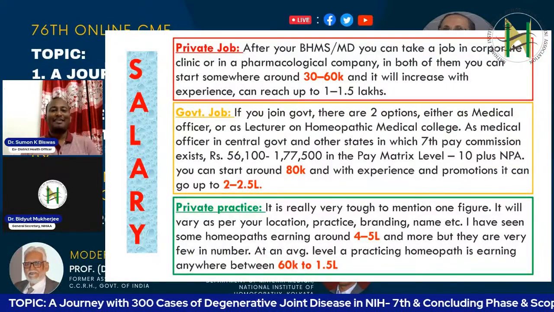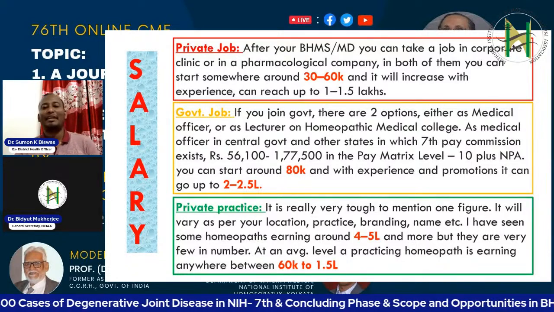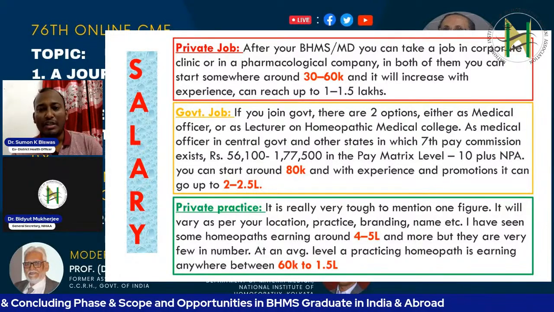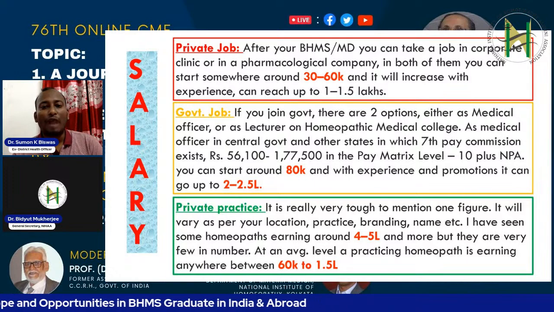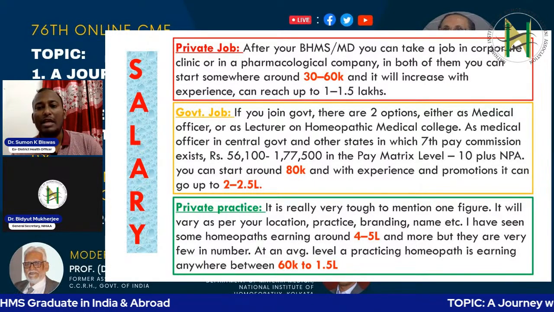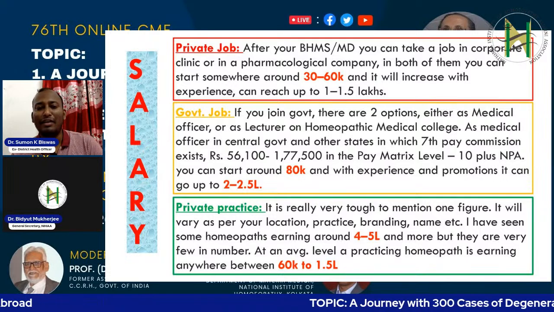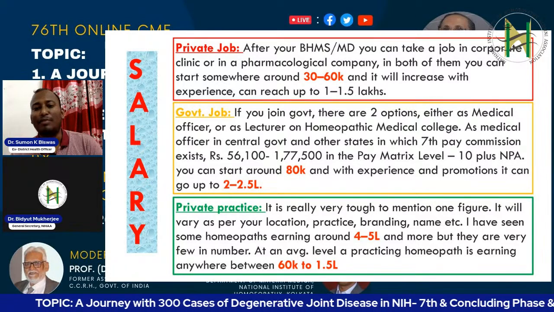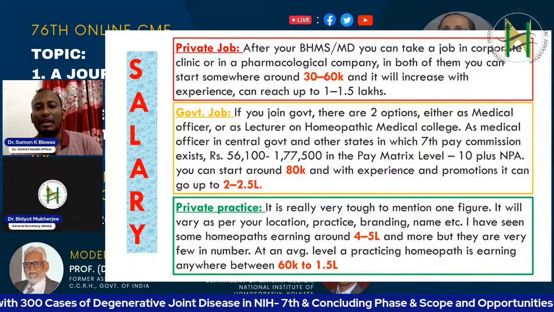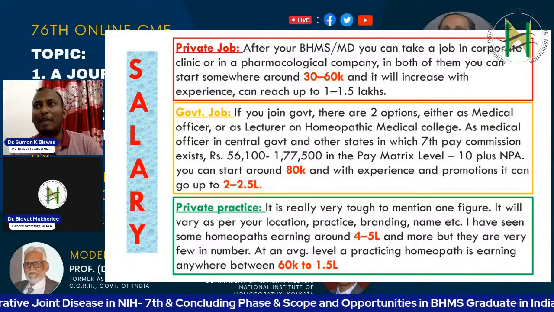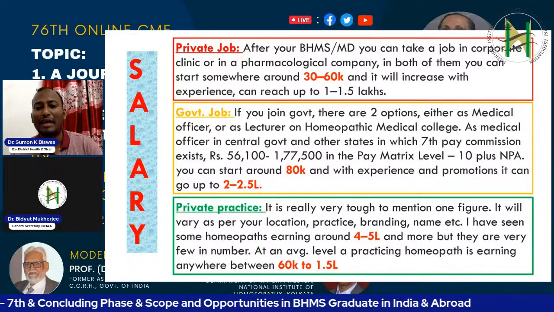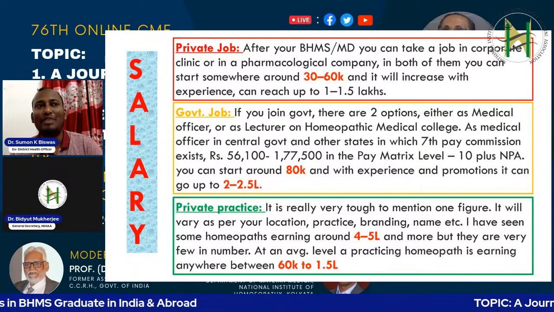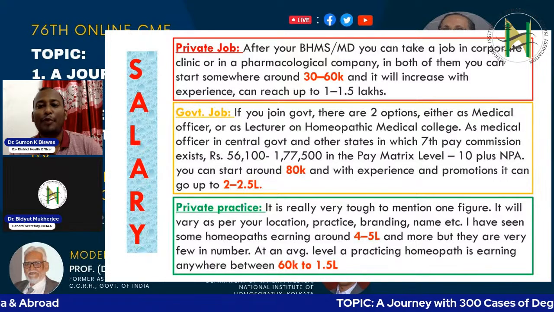So let me talk about the salaries in private jobs and even in private clinics from my own experience and perspective, in the Bangladesh context as well as the Indian context. For a private job, once you complete BHMS or MD, you may take a job in a corporate clinic or pharmaceutical company. In both of them, you can start somewhere around 30 to 60,000 per month, and it will increase with your experience, and that can reach up to 1.5 lakhs. Once you hold a BHMS degree, you can directly join a few private jobs, and the initial salary will be 30 to 60, depending on your skills and professionalism.